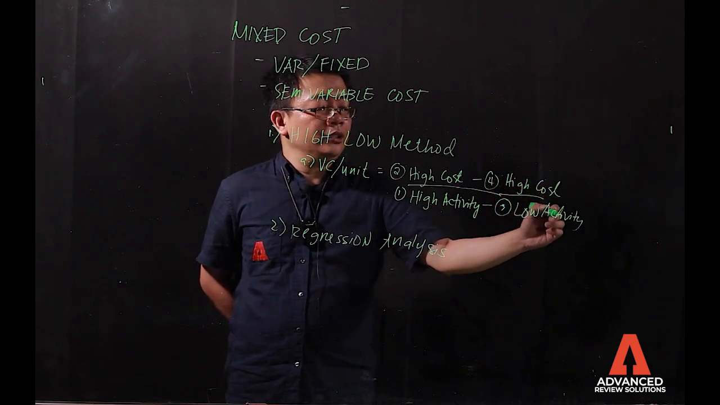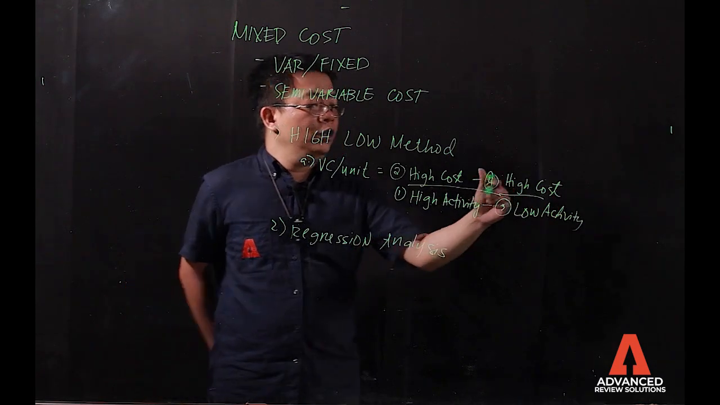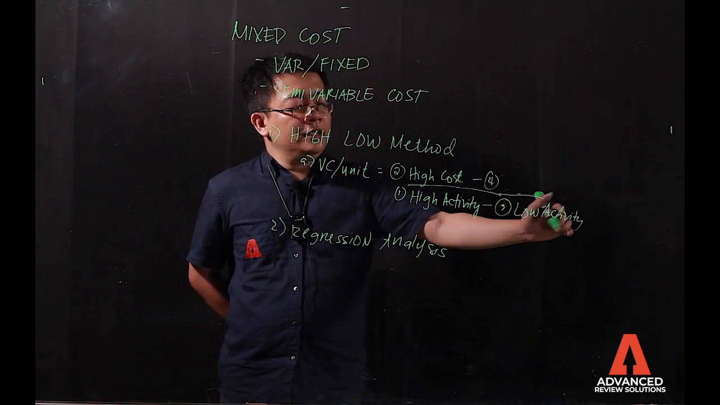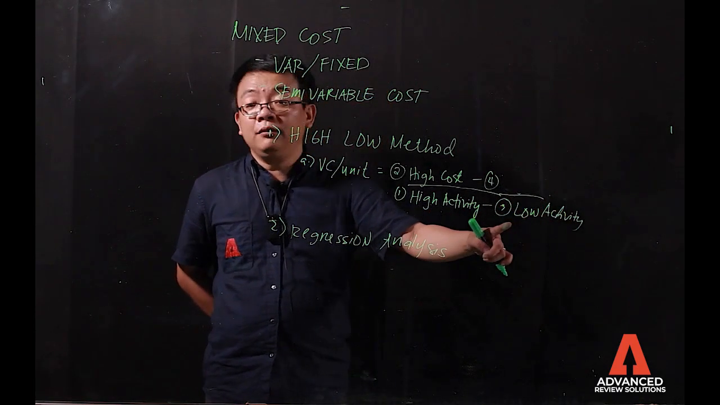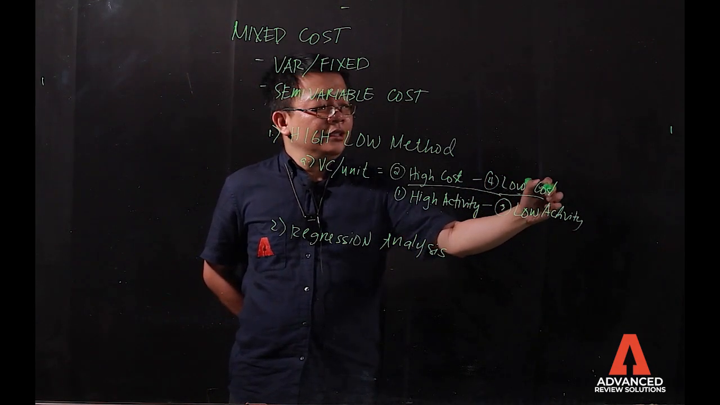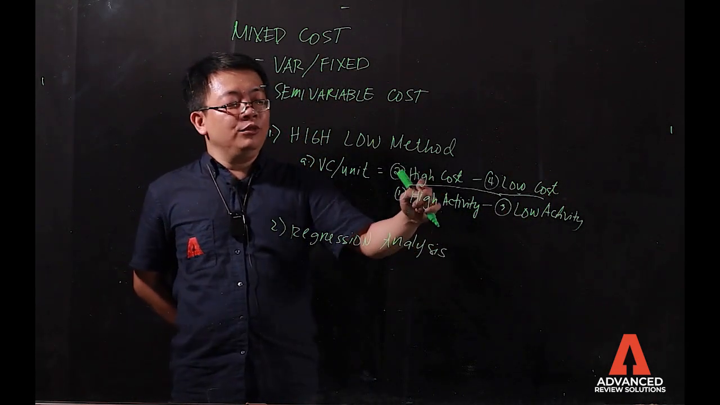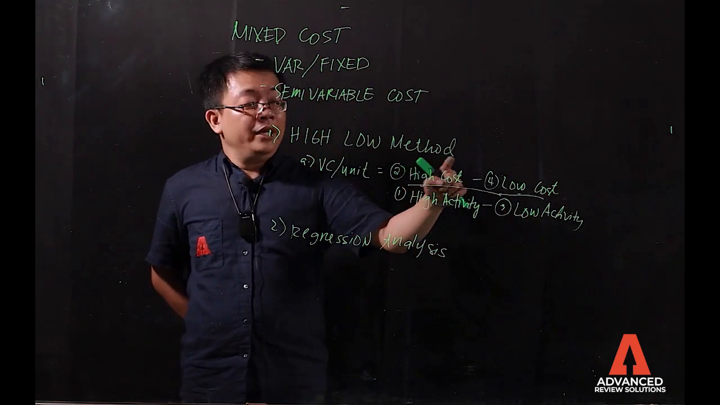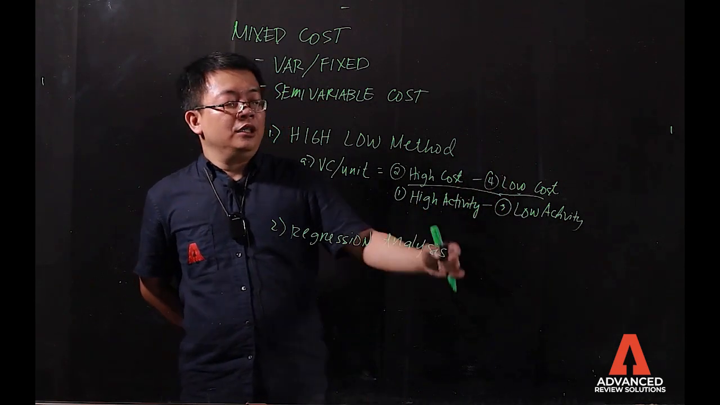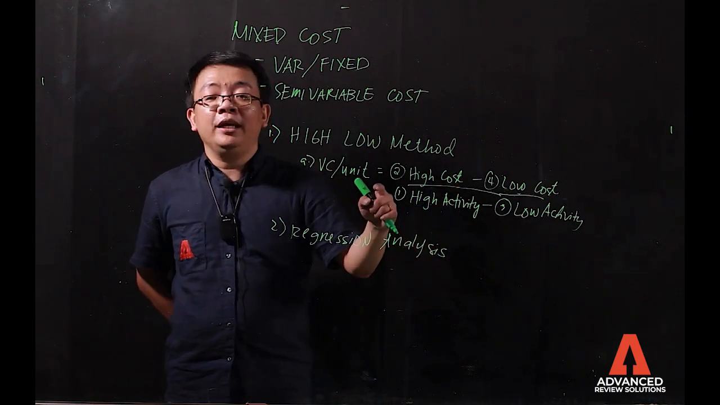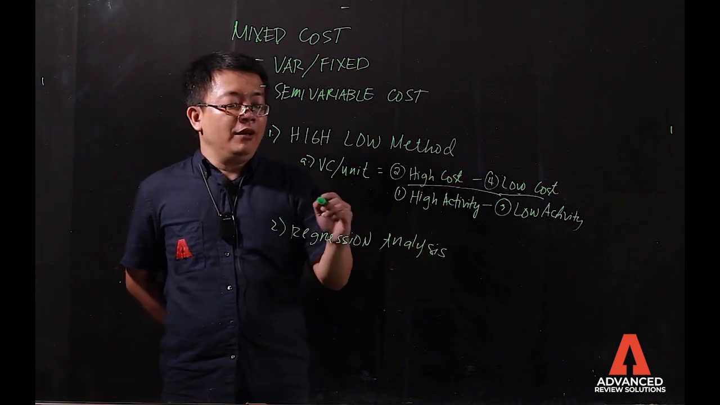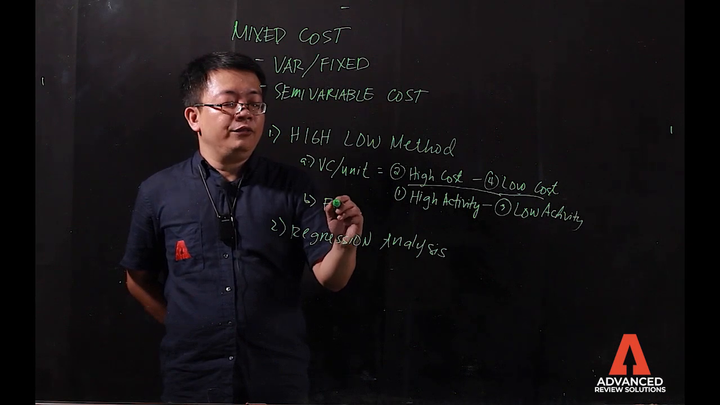your step number 3 is to get the low activity. After that, get the low cost. Sorry, correct me. It should be the low cost. Number 3 is to get the low activity, then get now the low cost. Where do people make mistakes? They put the high cost minus the low cost first, then the high activity and low activity. Wrong. It should be the high activity followed by the high cost, and the low activity followed by the low cost. After that, compute now for the fixed cost.